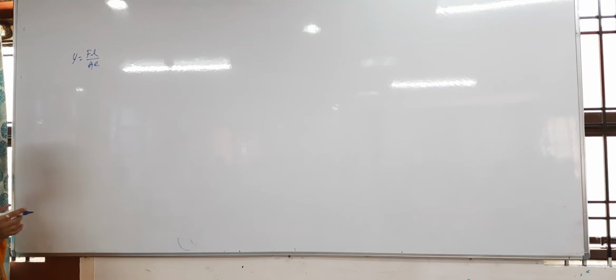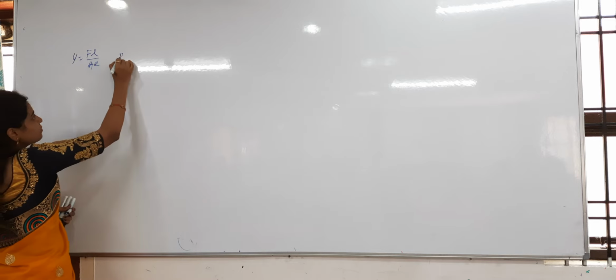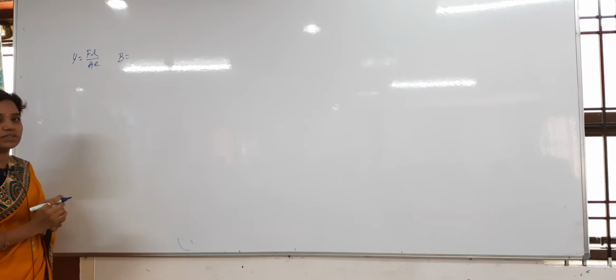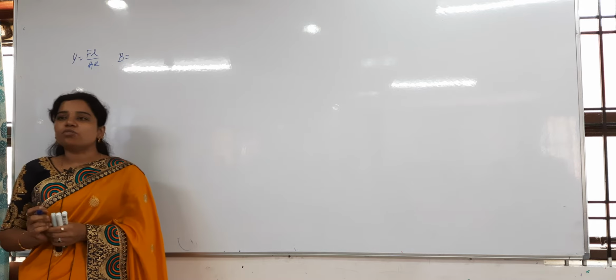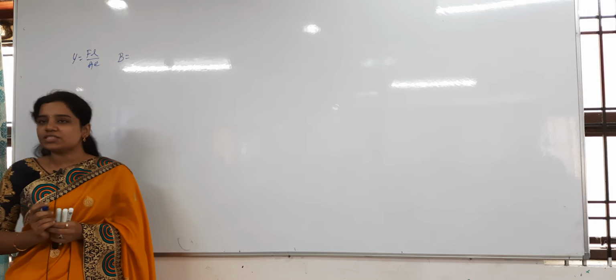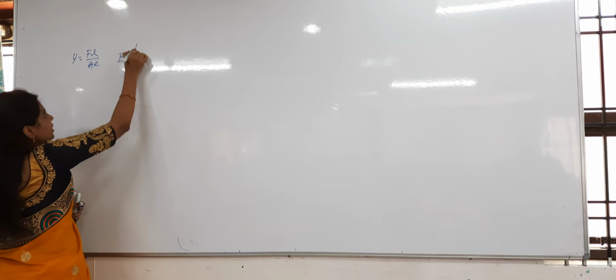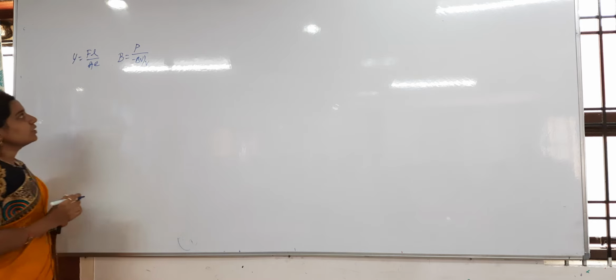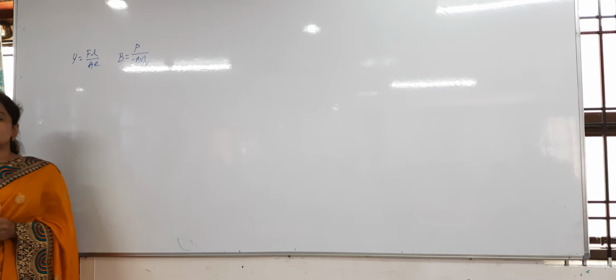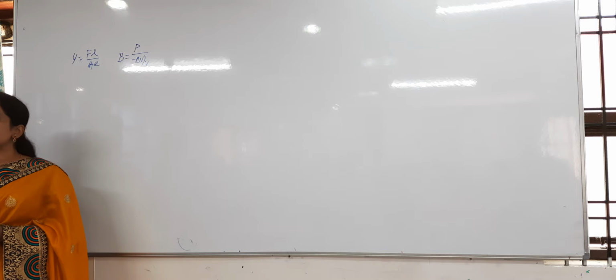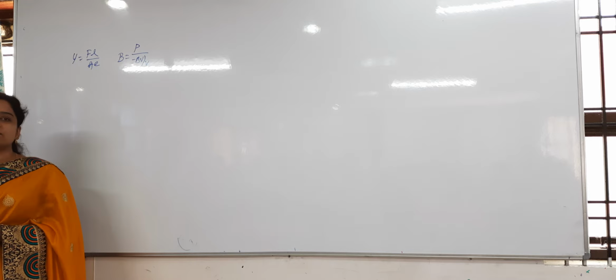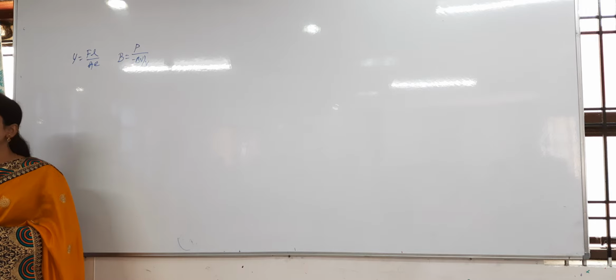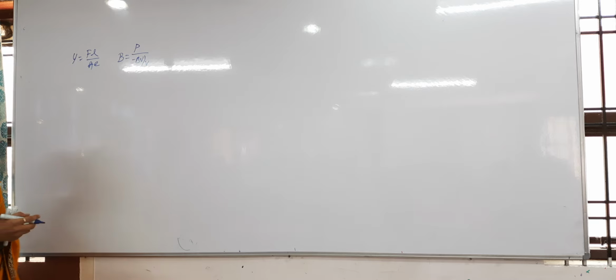A into E. Next one is bulk modulus. B is equal to, what is the formula we got? Which stress by which strain? Volumetric stress by volumetric strain, that is pressure divided by minus delta V by V. Why here pressure we got? Because we will observe the bulk modulus in case of fluids. In case of fluids, whenever you are applying the force, then pressure will be developed there. That is about the bulk modulus.